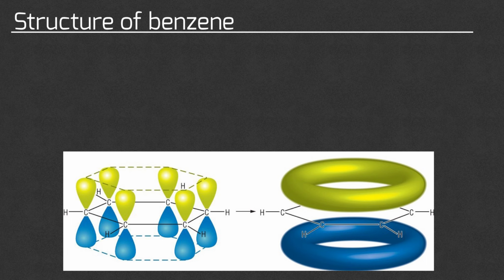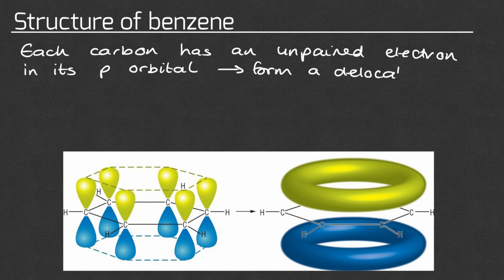Each carbon atom in benzene forms a single covalent bond to the two carbon atoms it is joined to, and a single covalent bond to one hydrogen. This leaves each carbon atom with a single unpaired electron in its p orbital that sticks out above and below the plane. As each carbon has a delocalized electron, this forms a ring of delocalized electrons, which was represented by the circle we drew on the previous diagram.